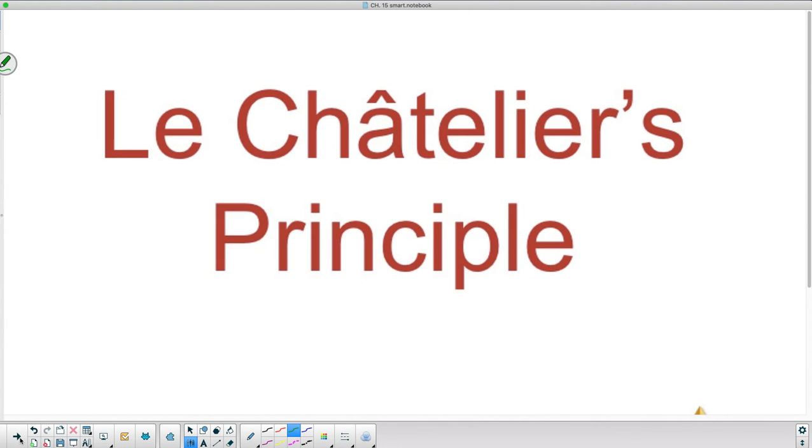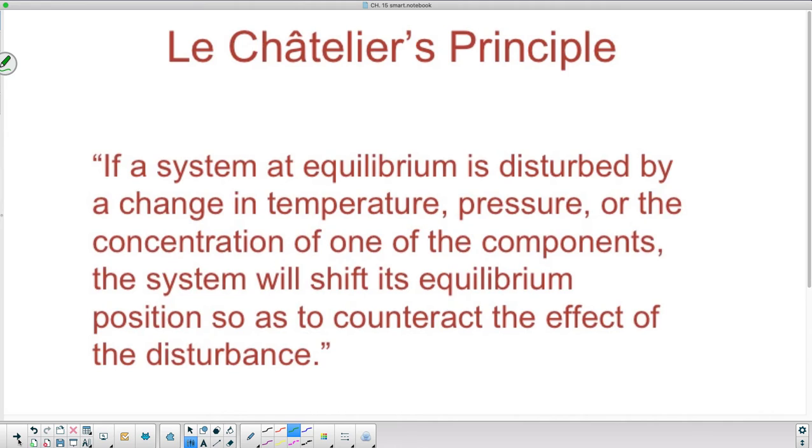Now that was 15.6. Now let's talk about Le Chatelier's principle. So Le Chatelier's principle basically says that if a system at equilibrium is disturbed by a change in temperature, pressure, or concentration of the components, the system will shift its equilibrium position so as to counteract the effect of the disturbance.